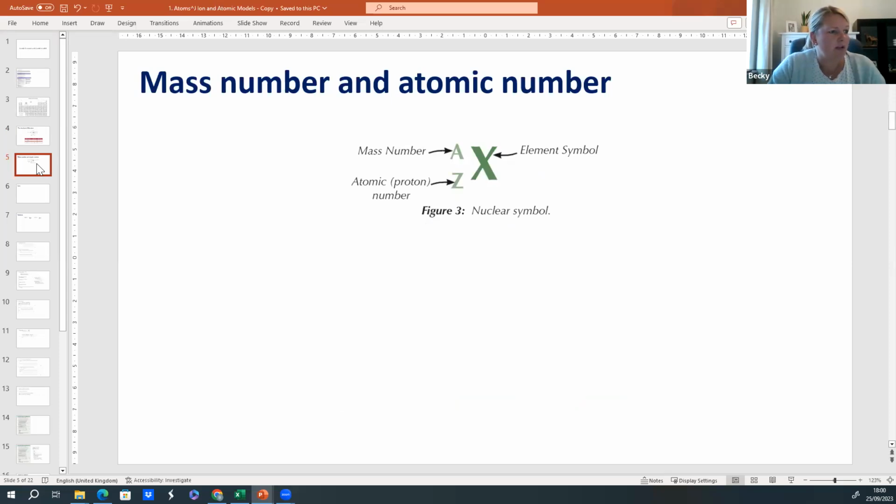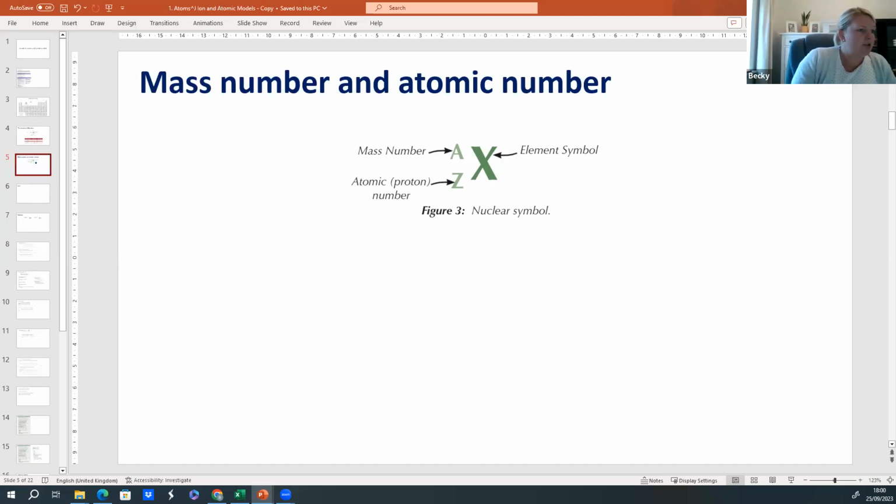Okay, so mass number and atomic number, allowing us to work out the number of protons, neutrons, and electrons that different elements have. You might see a slightly different notation now. When we're talking in general terms, we're using X for the element symbol, A for the mass number, and Z for the proton number. So what we'll do is just have a quick recap of what these values tell us.